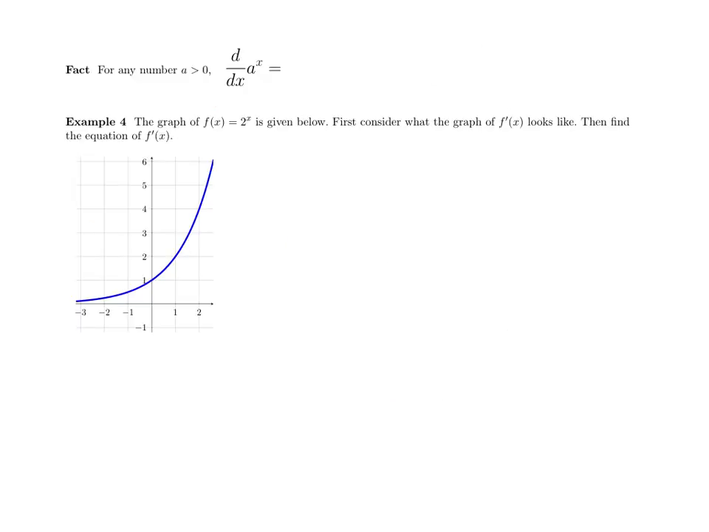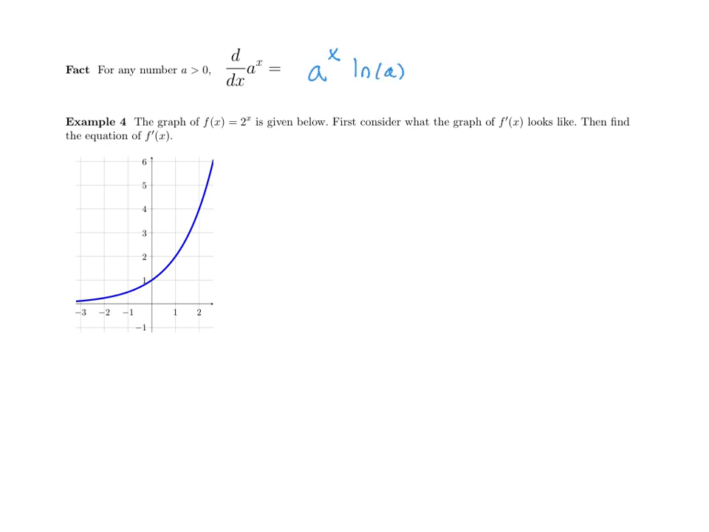So in the previous slides, we took derivatives of polynomials, or things that reduced to polynomials. But what about exponential functions like a to the x, like 2 to the x, which is graphed down here? The rule is as follows. It is a to the x times the natural log of a.